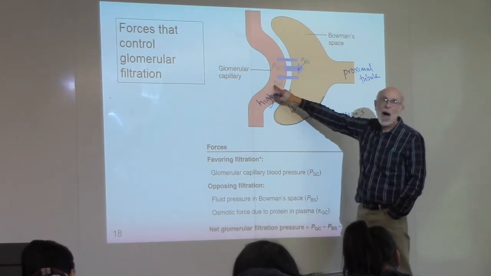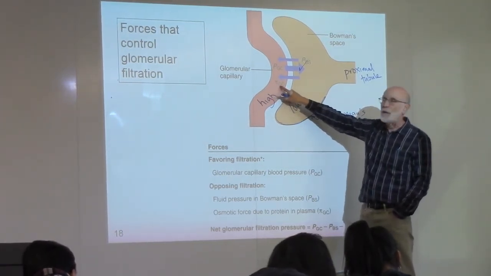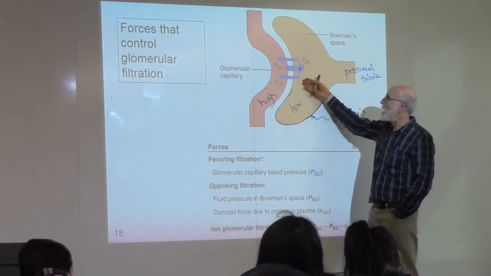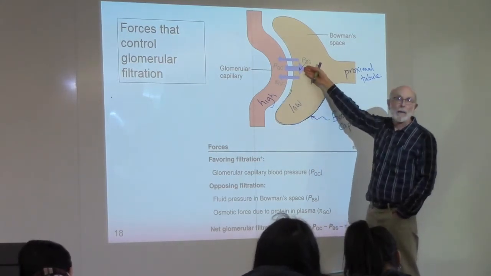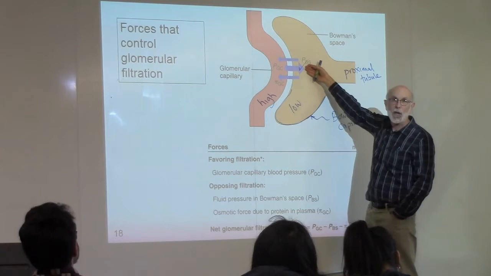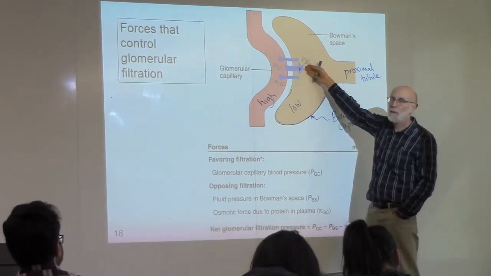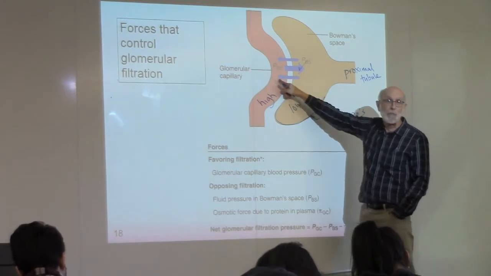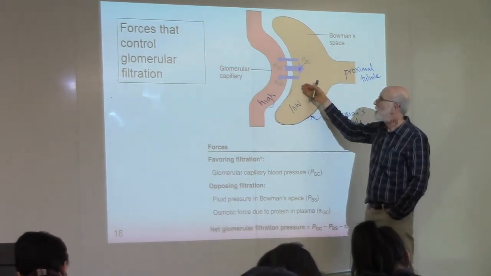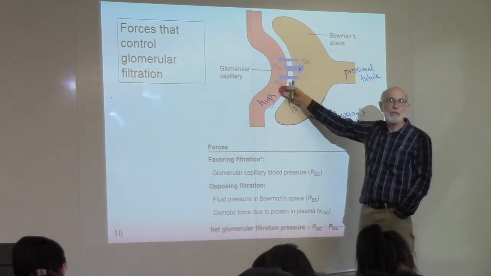And so pi, osmotic pressure, usually counteracts normal pressure. But we don't call it normal pressure, we call it hydrostatic pressure. So this is what you think of when you think of pressure: hydrostatic pressure. This is osmotic pressure: water tending to flow from a low concentration to a higher concentration.